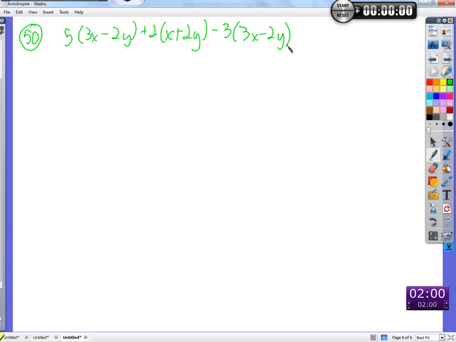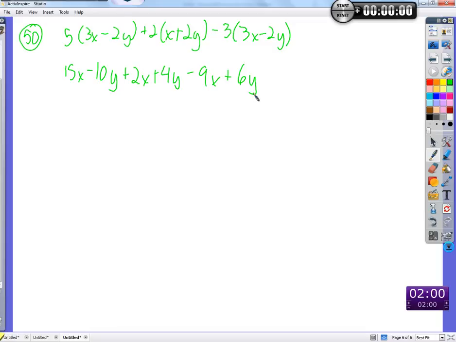So, something to do first. What can you do first? One little piece at a time. Do the parentheses, the first one. You mean distribute into those ones? So, 15x minus 10y. Can we do it to the next set? Do it to the next one. 2x plus 4y. 9x plus 6y.